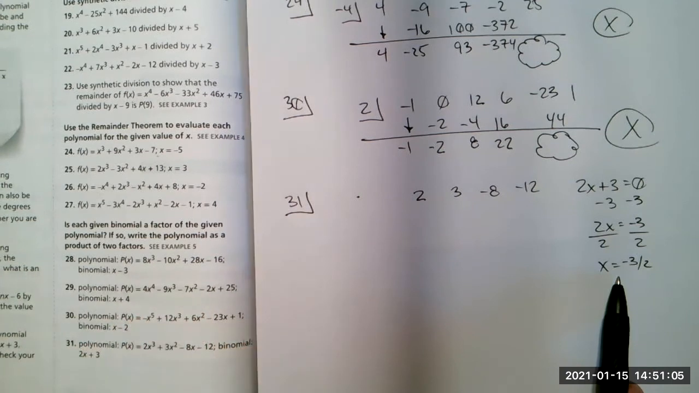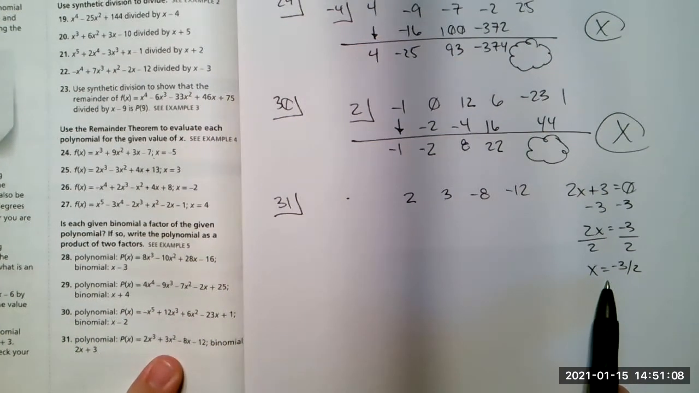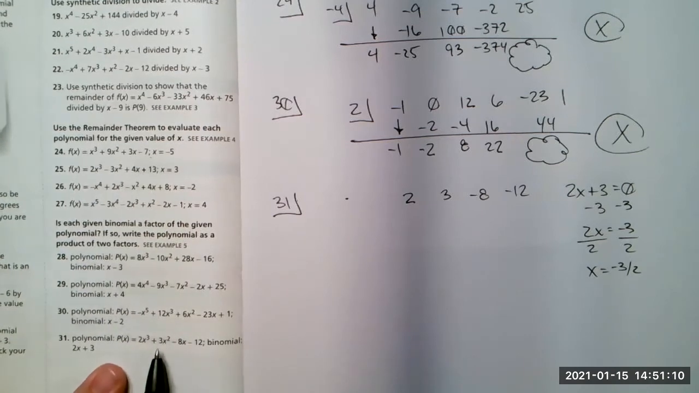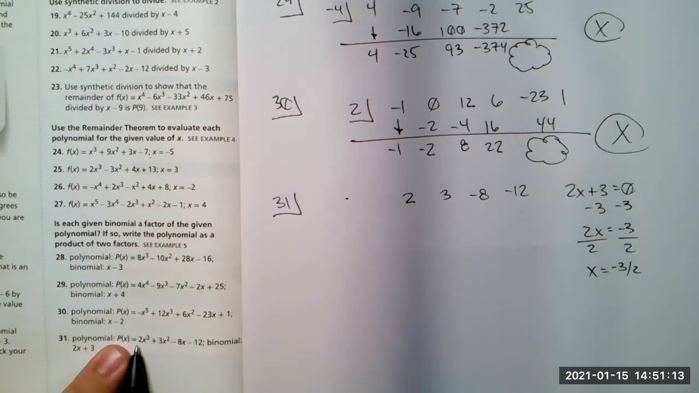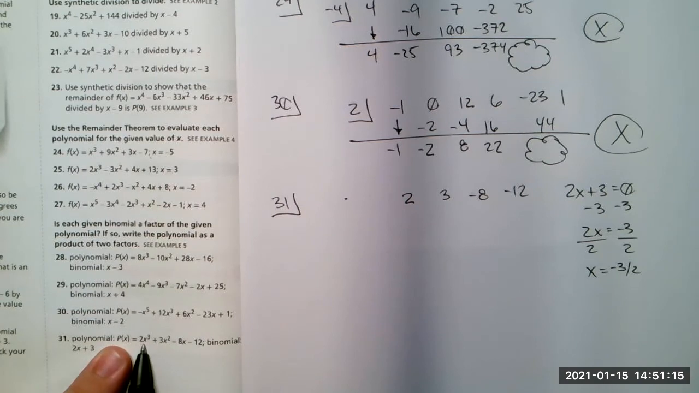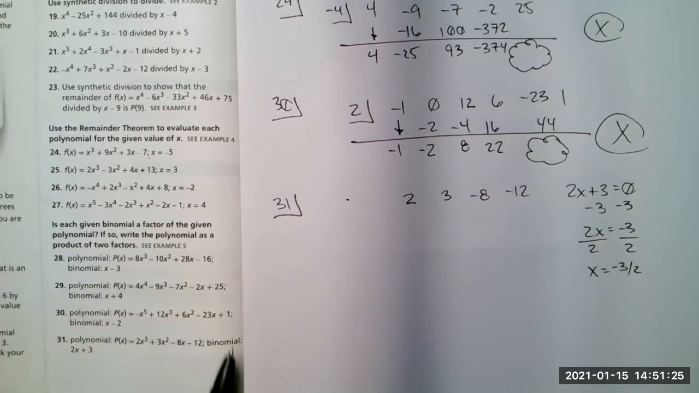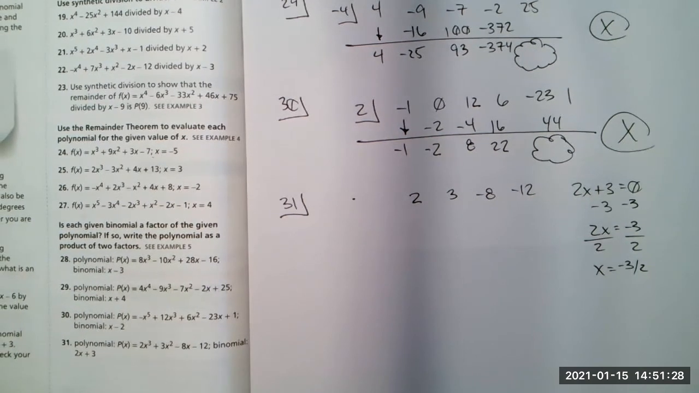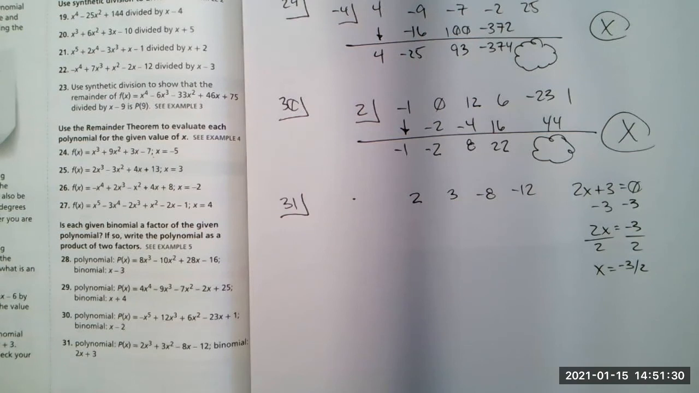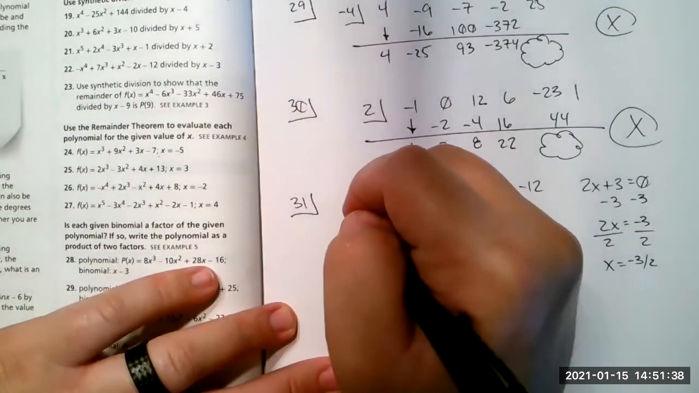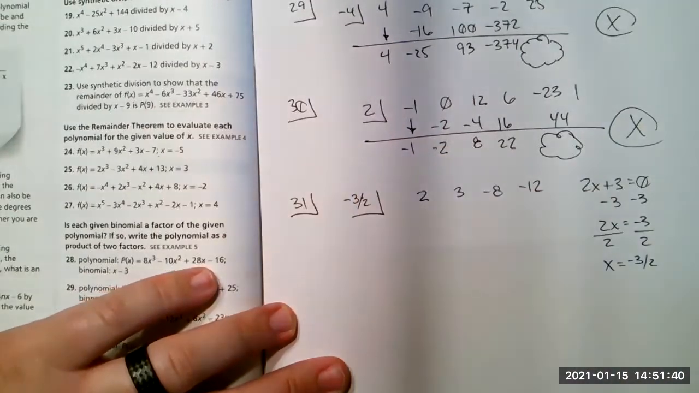So if you wanted to use 31, if you wanted to use the remainder theorem, you can plug in negative 3/2. So here's the problem right down here, p of x. So it would be 2 times negative 3/2 cubed plus 3 times negative 3/2 squared minus 8 times negative 3/2 minus 12. Again, type that in your calculator. And if you get 0, then it is a root. It is a 0. It's a factor. If you don't get 0, then it is not a factor. So let's go ahead and just use synthetic division with this one. So I'm going to synthetically divide by negative 3/2.